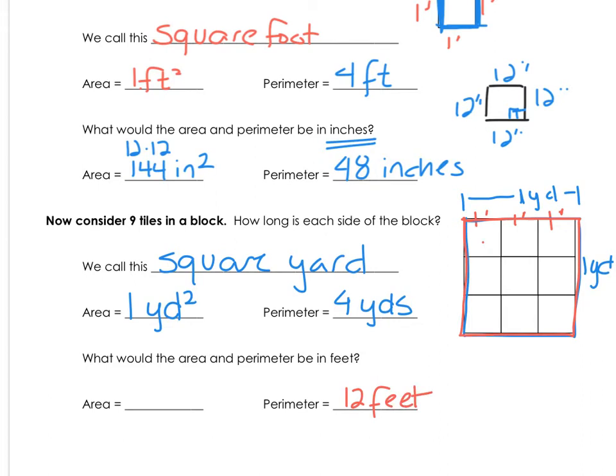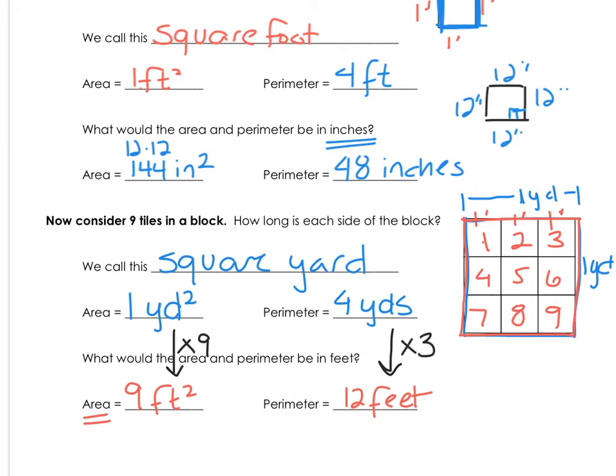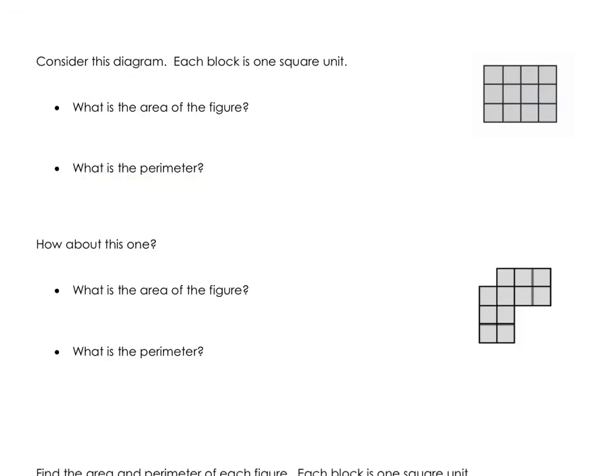But the crazy thing is, if we look at the area, how many square feet are in that square yard? Each of these tiles is a square foot, so there's actually 9 square feet. I want you to really look at these conversions. 1 yard squared is equal to 9 feet squared, but 4 yards is equal to 12 feet. So here we're multiplying by 9, and here we're multiplying by 3. We'll talk more about that. All right, next slide.